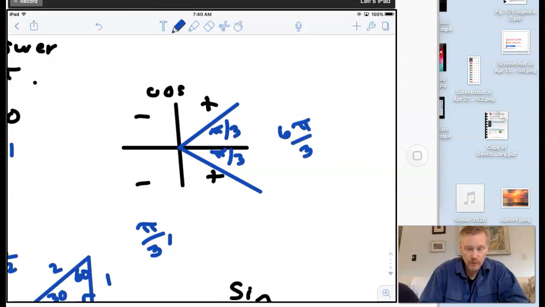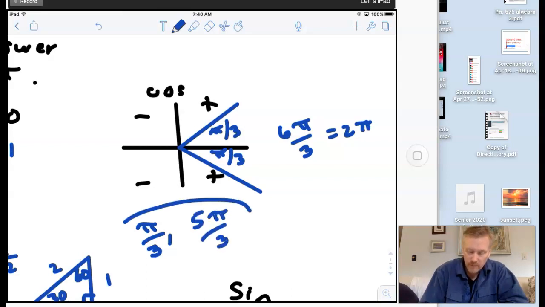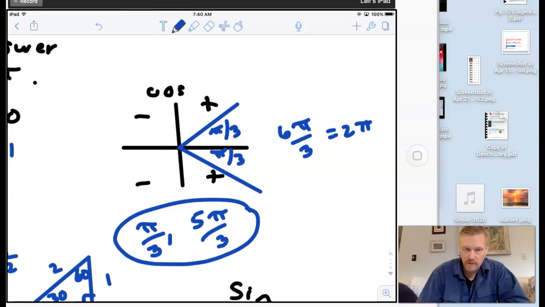6 divided by 3 is 2, equals 2 pi, which means I'm pi over 3 short, which gives me, if I subtract 1 pi over 3 from 6 pi over 3, I get 5 pi over 3. Those are my two answers. In degrees, that would have been 60 degrees and 300 degrees, and you could go 60 degrees, 300 degrees, and turn them into radians.